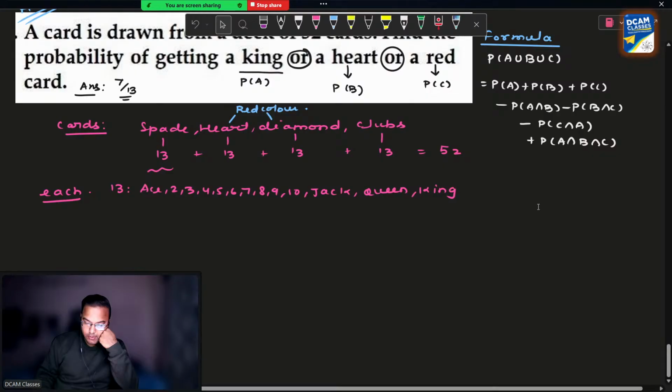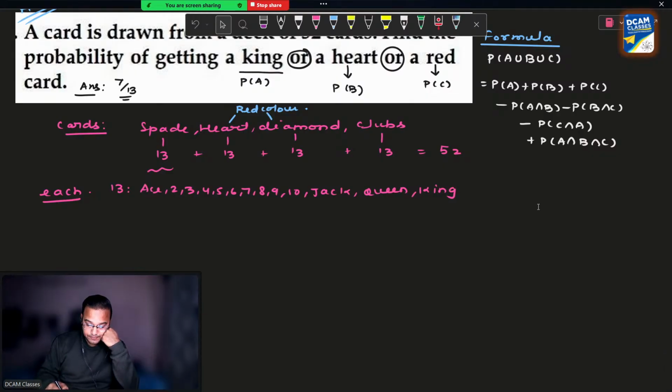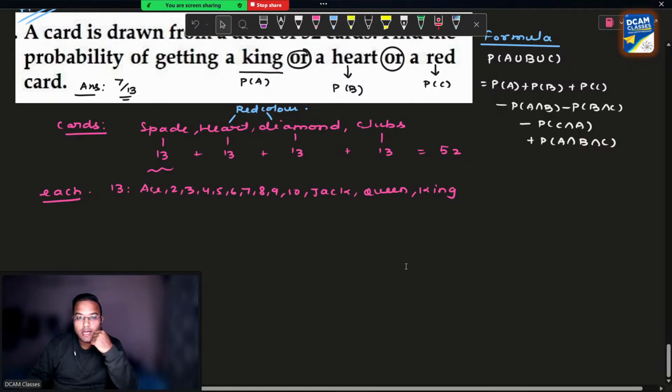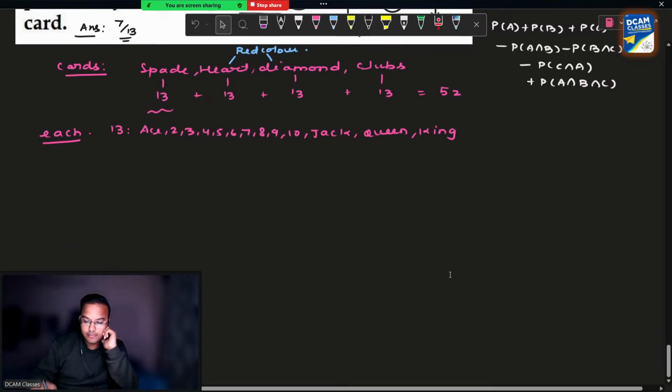Let us do some more problems on probability. I have done till this one, 7 by 13, no? Try to solve this question, the question that I'm giving now.